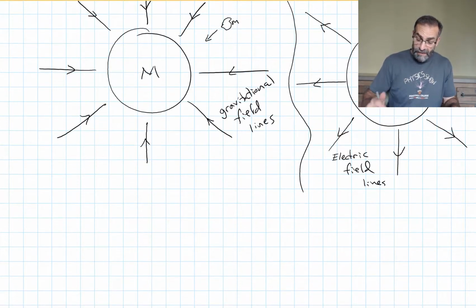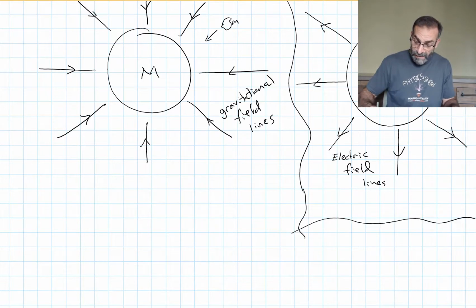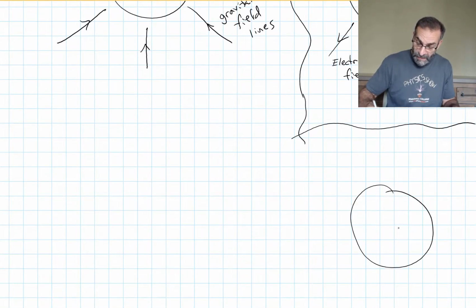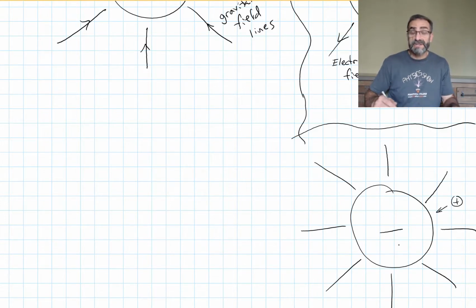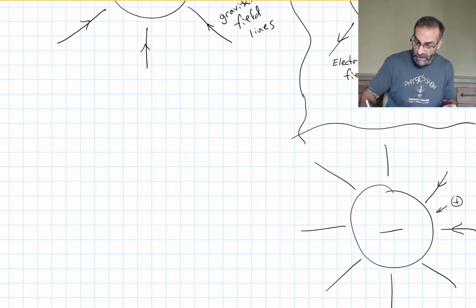That means that if I replace this massive positive charge with a negative charge, that negative charge also fills the space around it with electric field lines. But if I put a positive charge there, it would be attracted to the negative charge. So the field lines around a negative charge point to the negative charge.